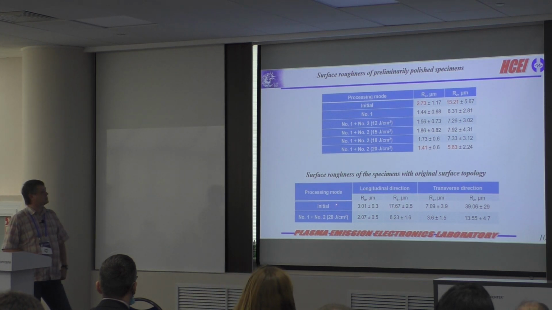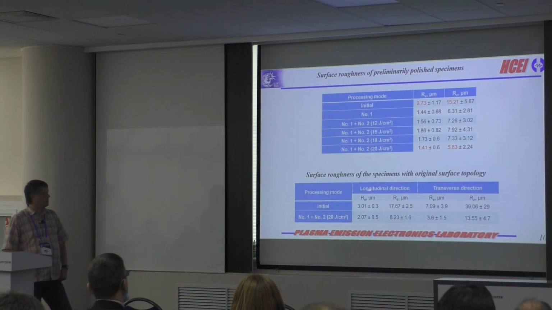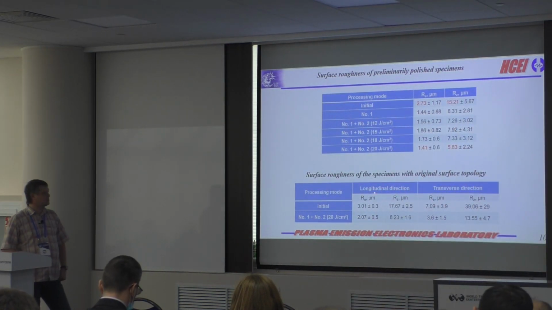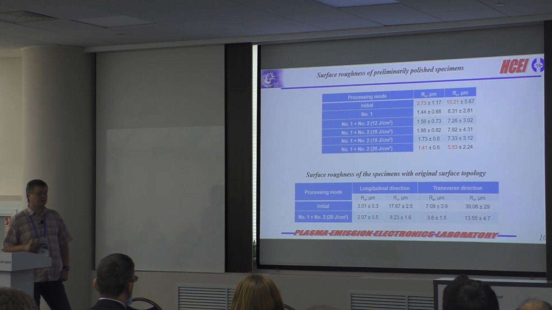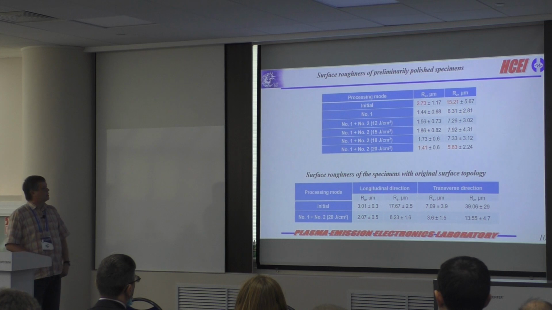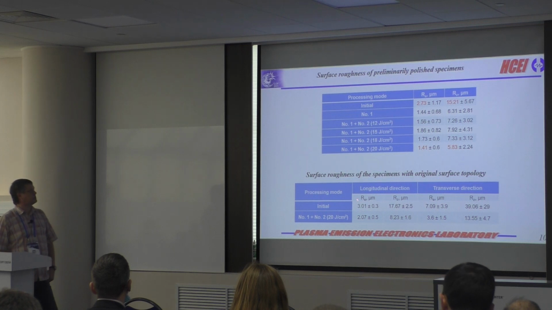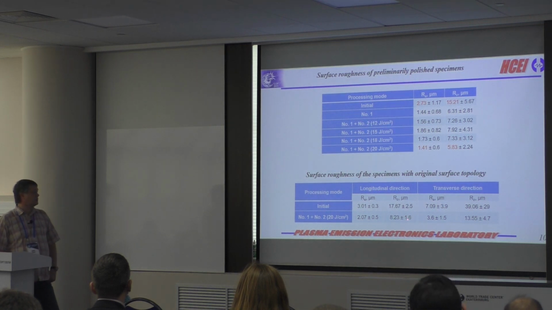And as this surface looks like a wave, the measurement was in two directions: longitudinal direction and transverse direction relative to the surfacing plate, or substrate. And these measurements show that roughness decreases 1.5 times in longitudinal direction and about 2 times in transverse direction.